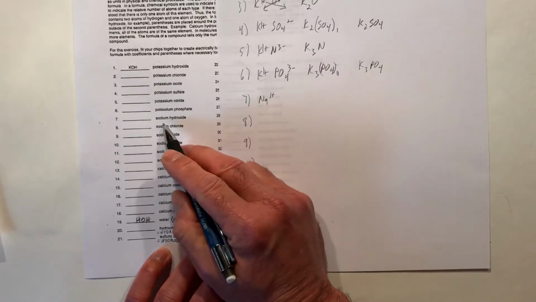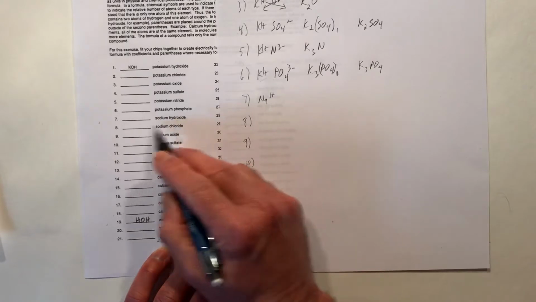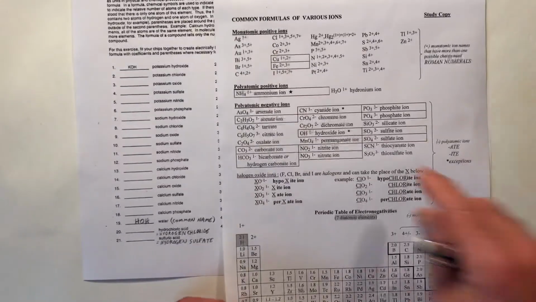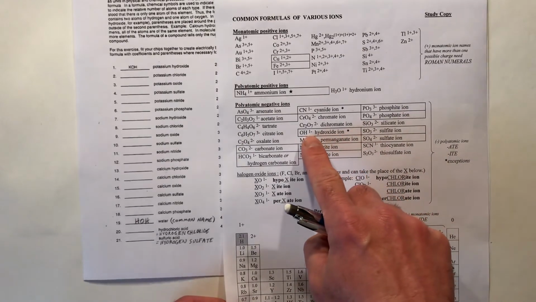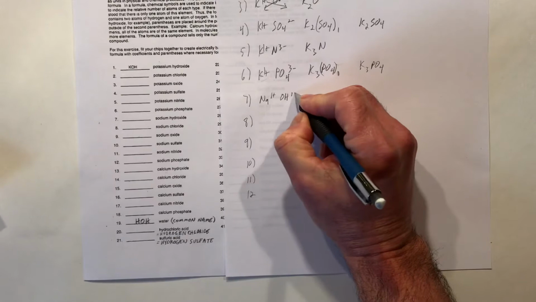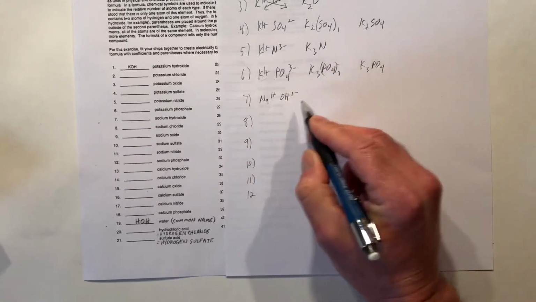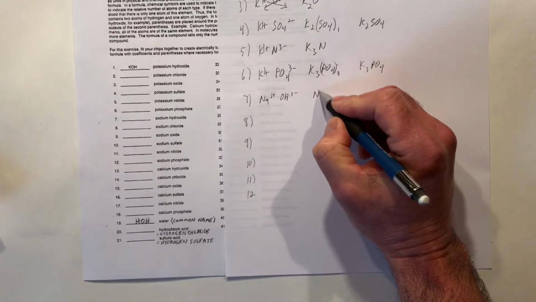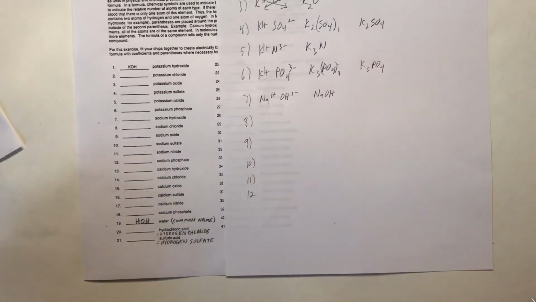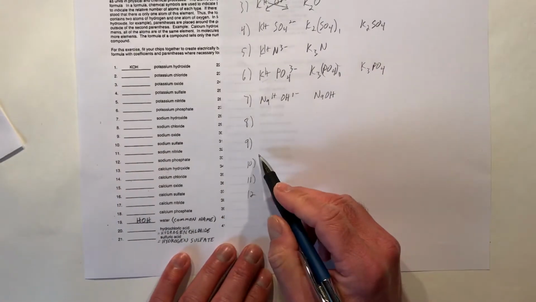All right, so now we have hydroxide for number 7, sodium hydroxide. Well, there's hydroxide again, right? OH1 minus. We used that one before. OH1 minus. So when we crisscross Na1 plus and OH1 minus, we get NaOH, one of each. One positive, one negative, neutral compound.